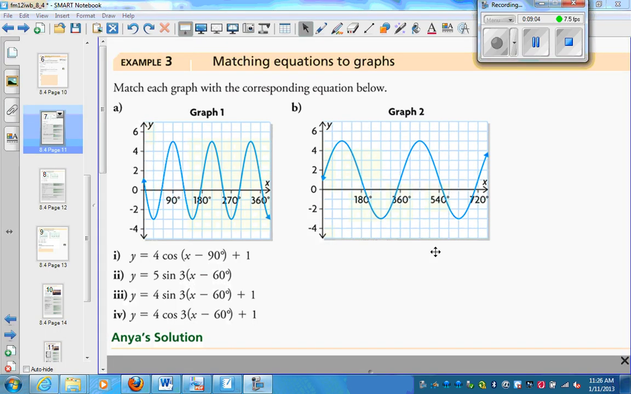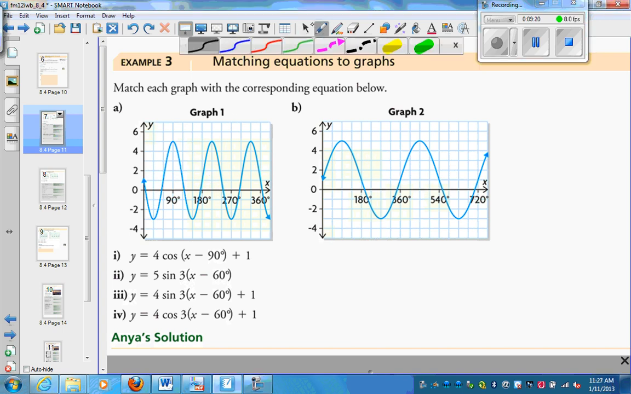You're going to come across questions like this. Match each graph with the corresponding equation below. So what we're really looking for is amplitude and other qualities. Let's look at this first one, what its amplitude is. It looks like I'm 3 units below and 1, 2, 3, 4, 5 units above. So it looks like my midline would be somewhere here, and my amplitude is going to be 4. Because my amplitude is 4, I know it's going to be one of these ones.